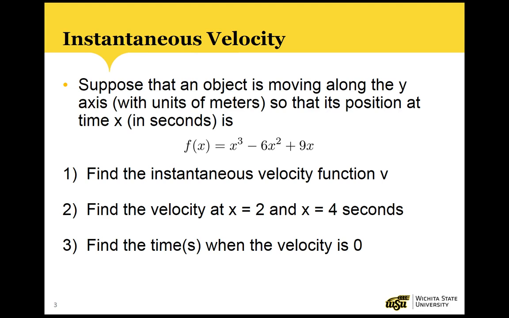Suppose that an object is moving along the y-axis with units of meters so that its position at a time x, given in seconds, is provided by the function f of x is equal to x cubed minus 6x squared plus 9x. We would like to do the following three things. 1. Find the instantaneous velocity function v. 2. Find the velocity at x equals 2 and x equals 4 seconds. 3. And find the times when the velocity is equal to 0.